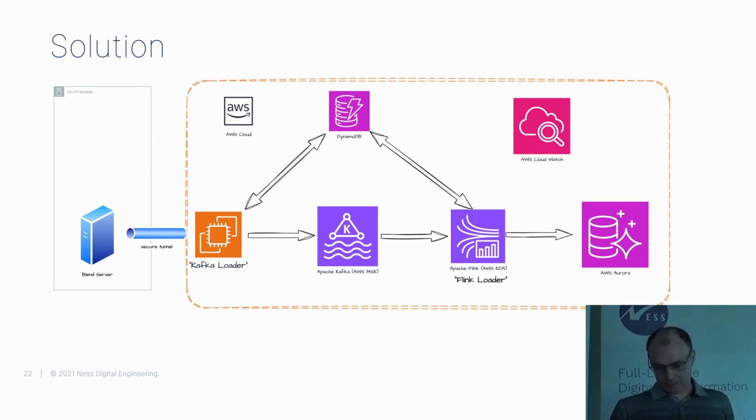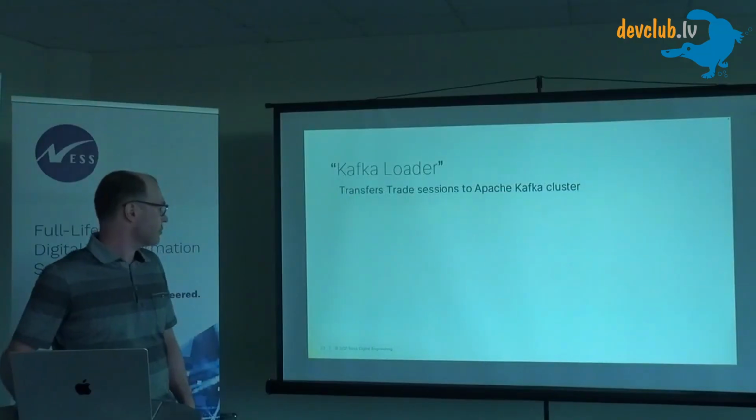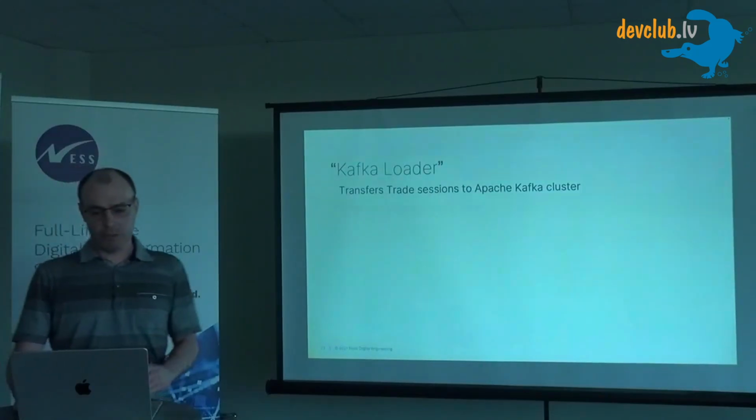AWS Aurora has a MySQL compatible interface, so we are okay with existing clients. We are using CloudWatch for getting logs, monitoring, and alert triggering, and we decided to use DynamoDB from AWS for keeping different configurations. So this is the high level architecture. And now let's talk about components.